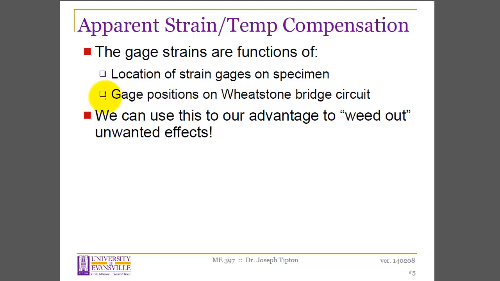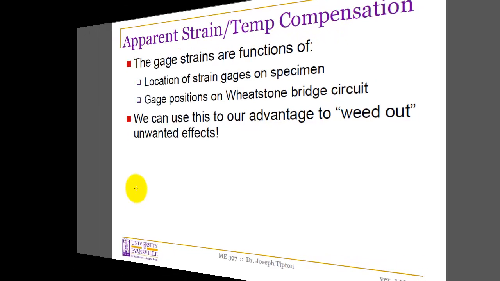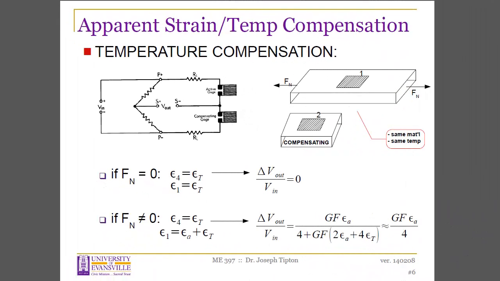And then also the gauge positions on the Wheatstone bridge circuit. Do we put them on arm 1, 2, 3, or 4? What combinations do we use? Well, depending upon that, we can use this to our advantage to weed out unwanted effects. And the title of this slide shows 2 good ideas: apparent strain and temperature compensation are 2 very good things we could use this for. Let's look at one case, probably the simplest case here, that shows how we can compensate for temperature changes.